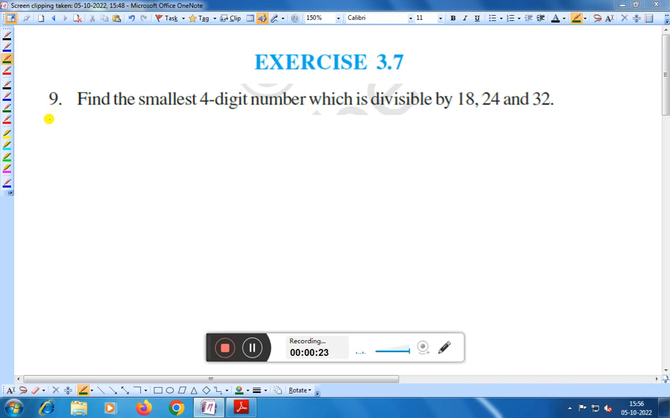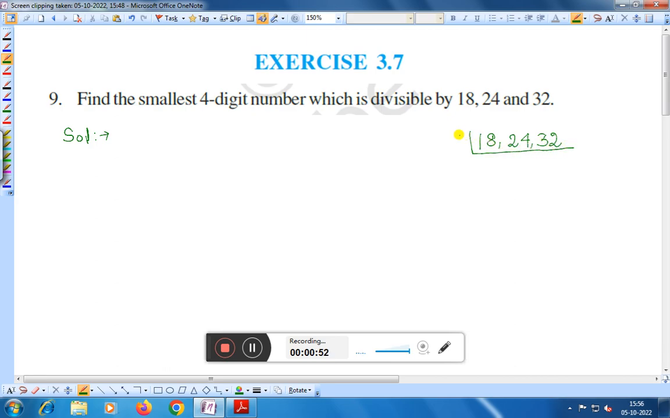Let us find the LCM first of all. Let us find the LCM of the numbers, that is least common multiple. We will find the LCM of the numbers 18, 24 and 32.